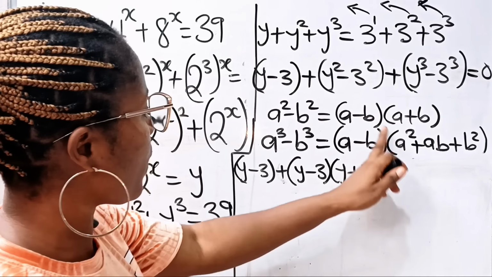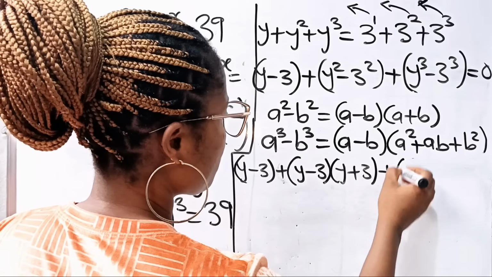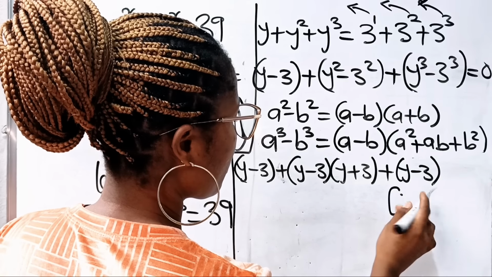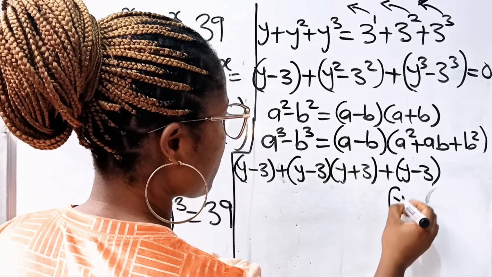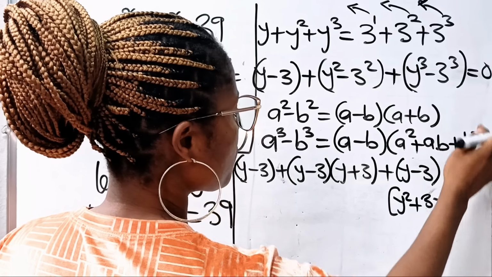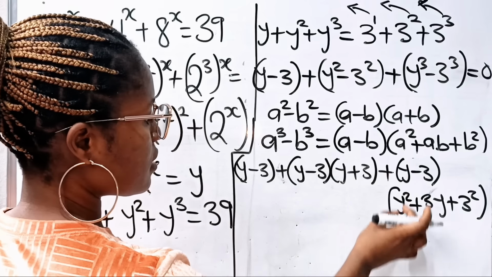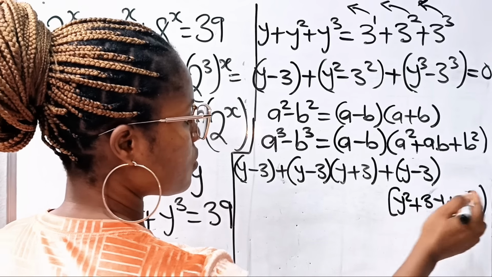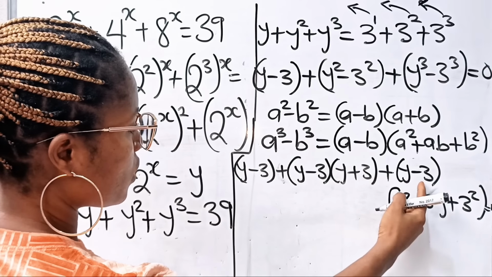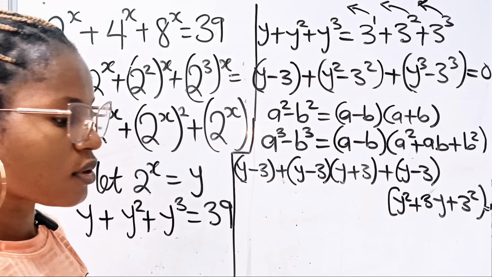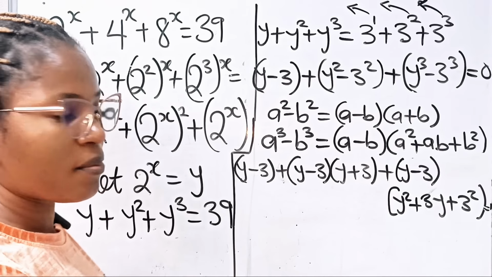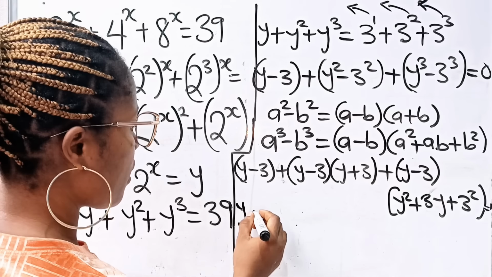Now, we have a minus b first, that is y minus 3. Then this bracket is continuing from here. So bracket a squared, that is y squared, plus ab, 3y, plus b squared, 3 squared. Like I said, this bracket is in connection with this, and it is equal to 0. Now we can say that y minus 3 is common to all 3 of them. So we bring out y minus 3.